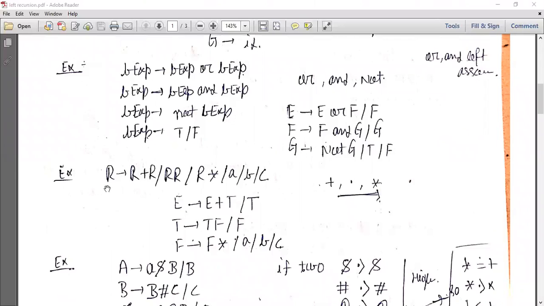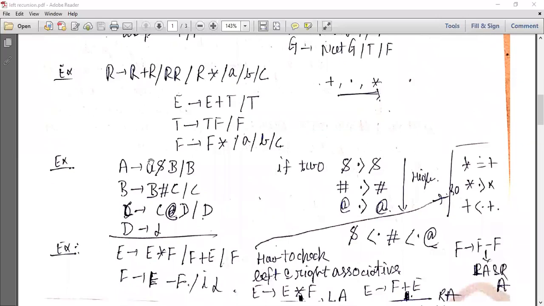Now we take one more example. R tends to R plus R, slash R R, slash R asterisk, slash ABC, right? How to convert it? That R is problematic, so we replace it with some other non-terminal symbol. Now the associativity rule: plus is lower, dot is more than that, and asterisk is higher precedence. So we use that precedence system. Define E equal to E plus T, or slash T, T or F, and then F asterisk and slash ABC, right?